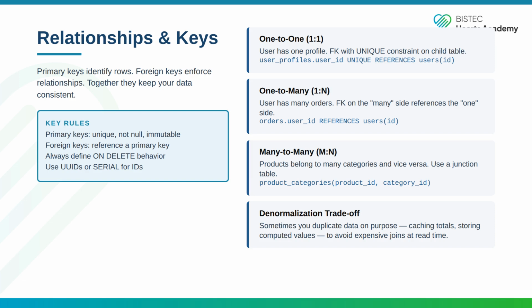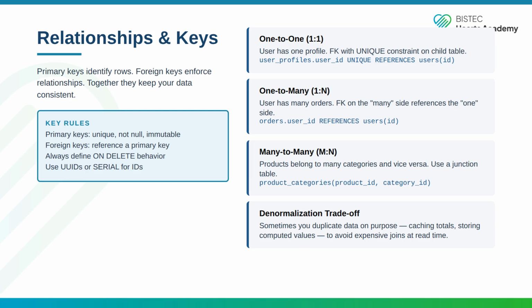One-to-one relationships are straightforward. A user has one profile. You put the foreign key on the child table, user_profiles, with a unique constraint. This guarantees one profile per user. One-to-many is the most common relationship type. A user has many orders. The foreign key goes on the many side: orders.user_id references users.id.